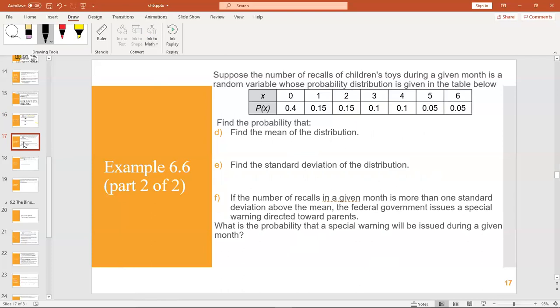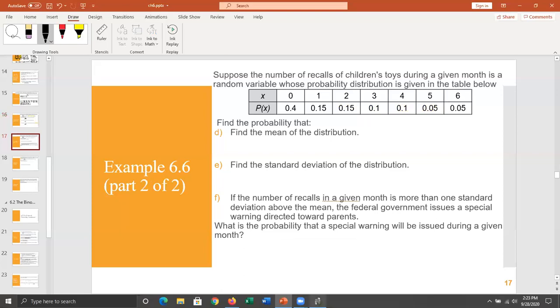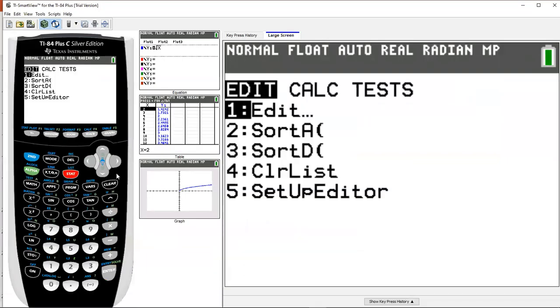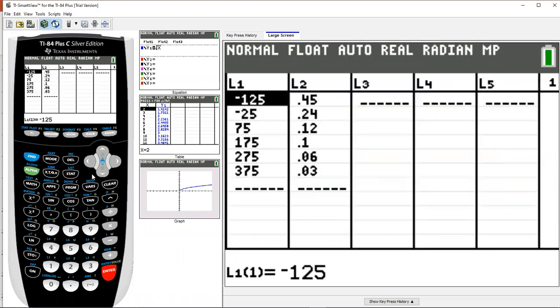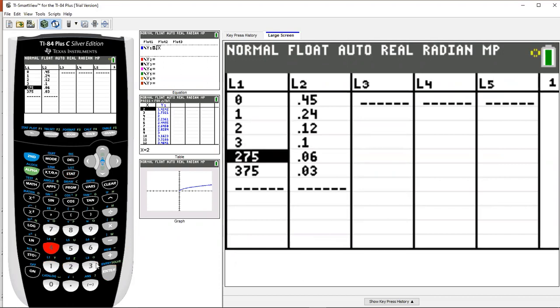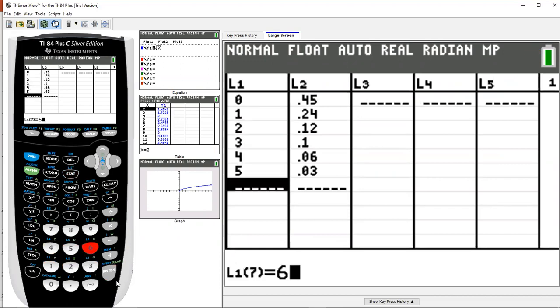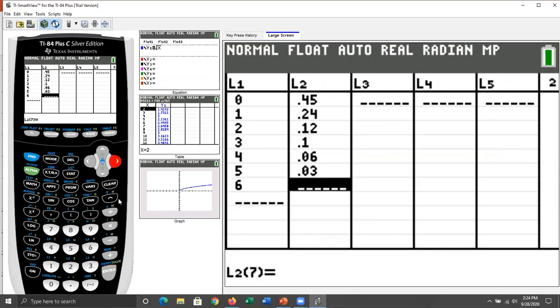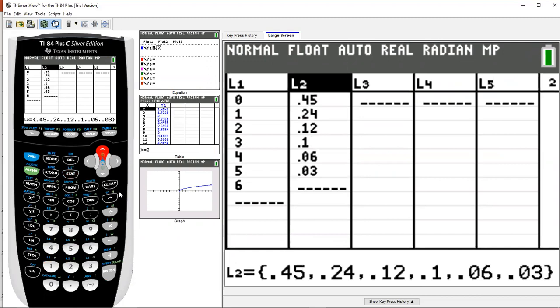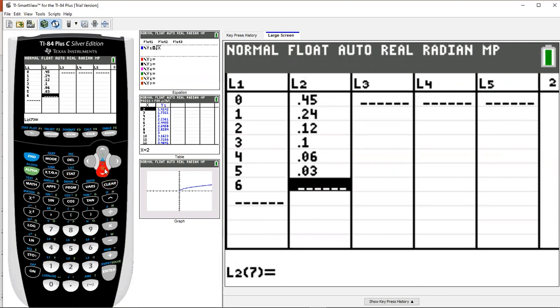Okay, so now they're saying, here's the same random distribution, find the mean, find the standard deviation. Let's bust out our calculator. So we've got 0 through 6. Let's go to stat, edit. So we're going to have 0, 1, 2, 3, 4, 5, 6. Then go back to the top and clear all this. Go to the top, clear it.